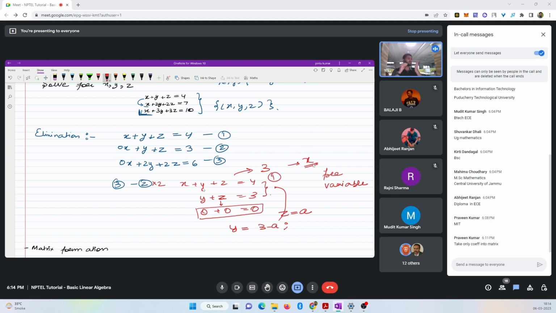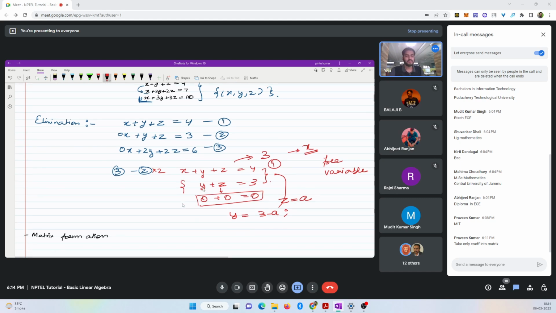Probably this is what you have been doing in your schools. Some of you are master students also, but if most of you are bachelor students, you might have done this in school. But what if our number of variables is very large? How should we deal with it? That's where linear algebra comes in handy.